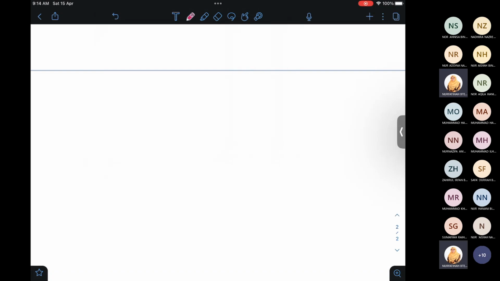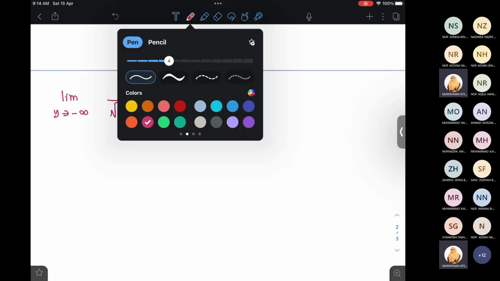Okay, this one. So, we are going to solve limit y to negative infinity for (2 minus y) divide by the square root of (7 plus 6y to the power of 6), and the power 2. Okay, this one. Okay, how to solve for this one? Okay, dia ada step dia.